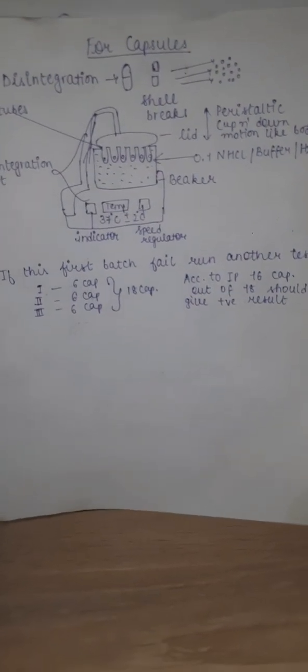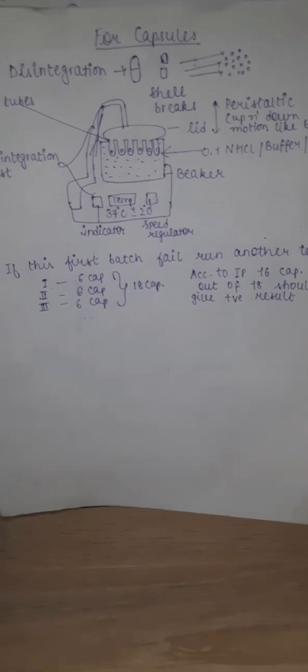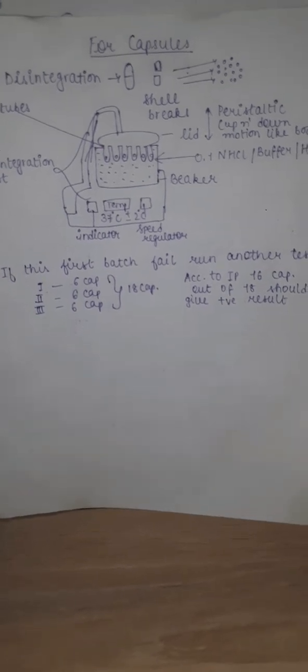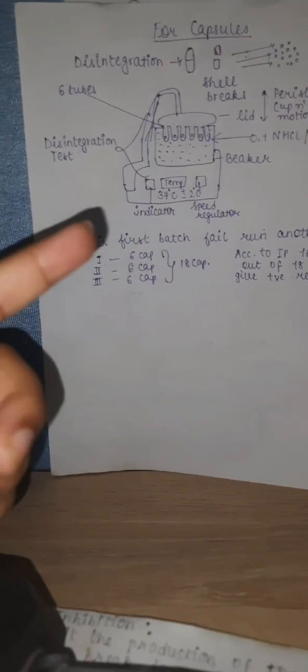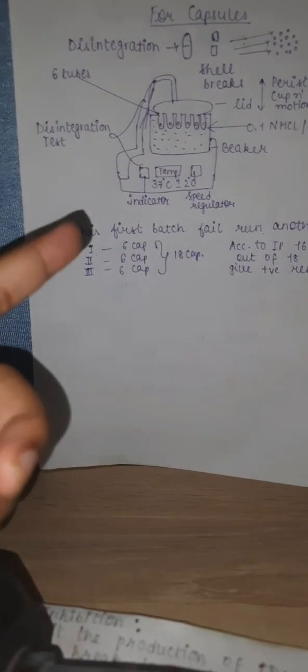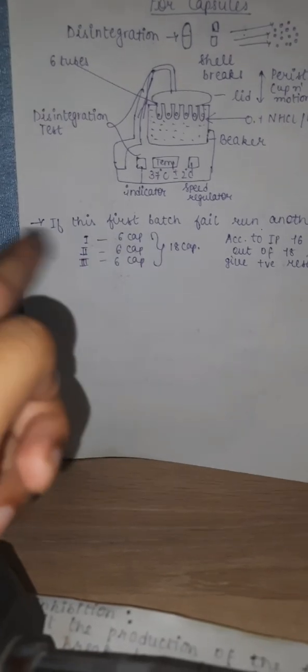All right, now let's move into how it is done. If your first batch fails, like if I've put 6 capsules and most of them fail the disintegration test, then we have to run another test. Now in all 3 batches, 1, 2 and 3, I'm supposed to put 6 capsules each. So in total I will perform my test on 18 capsules.